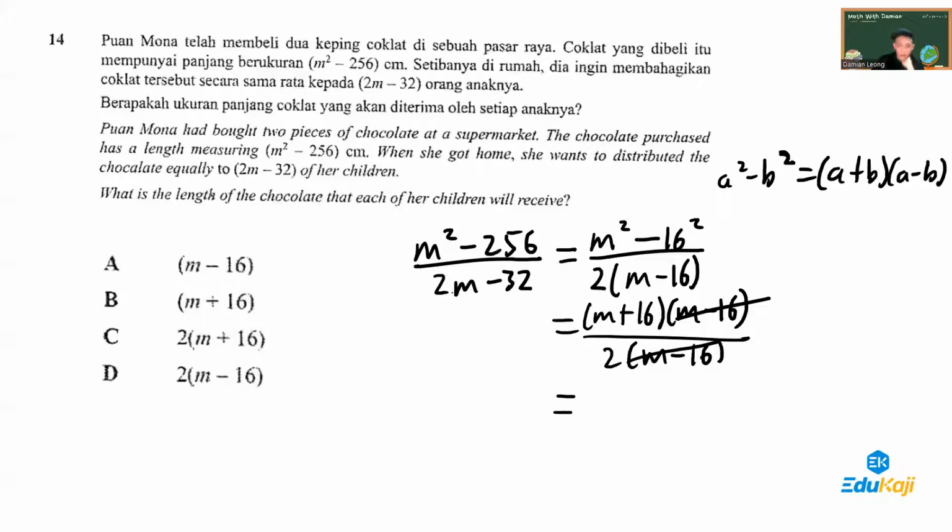Oh, my mistake. There is a 2, because there are 2 pieces of chocolate. Each one is this length. So I need to times 2 here. So there's another 2 in front. So the 2 and 2 will cut as well. So left with m plus 16. Answer is B. That's question 14.